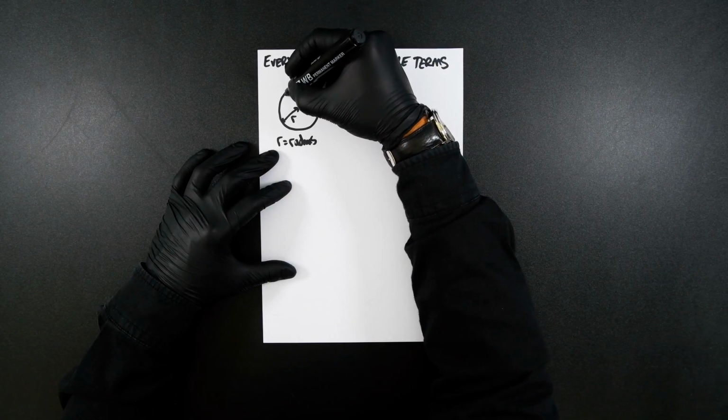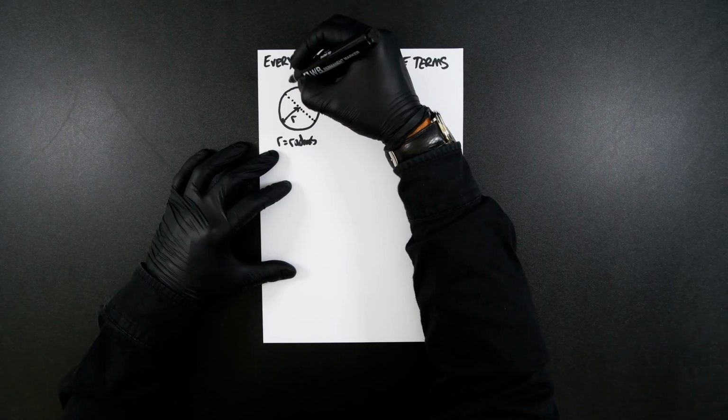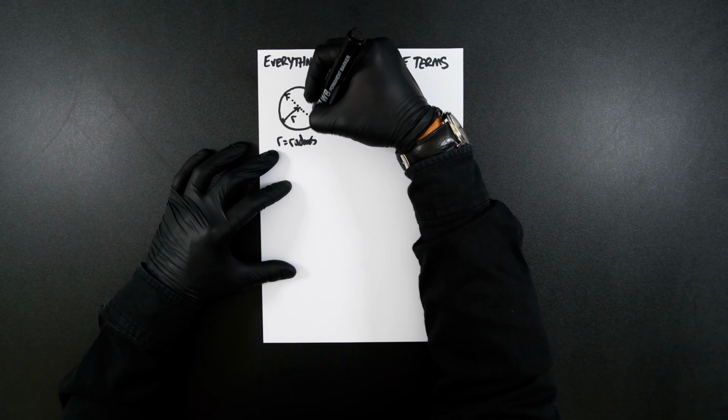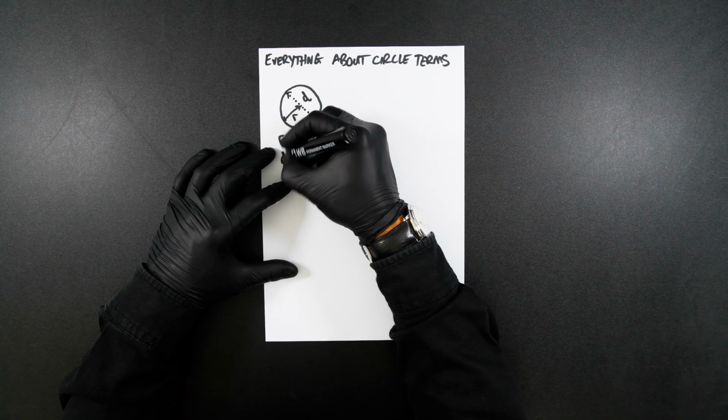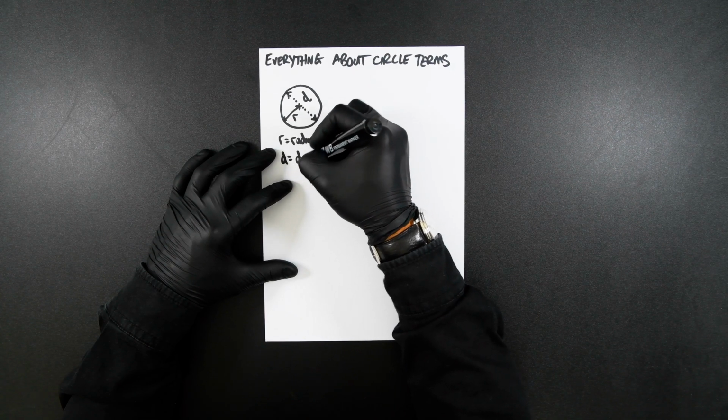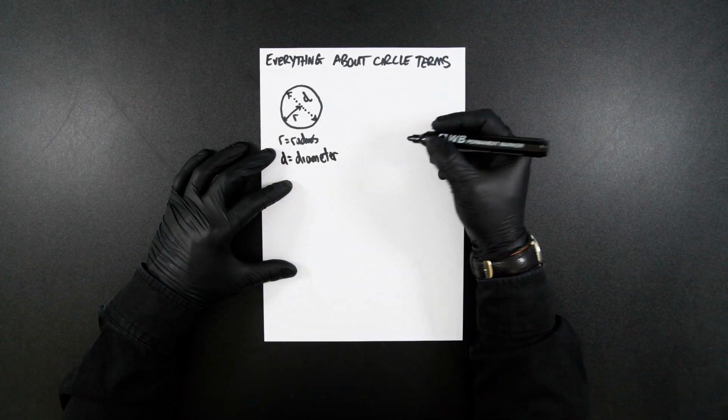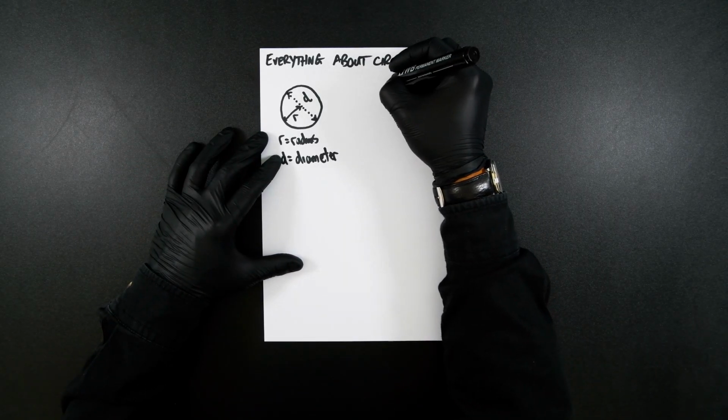And then let's say I get a line going through here, from here to here. This is D, and D is the diameter. Simple. Right, let's do it again.